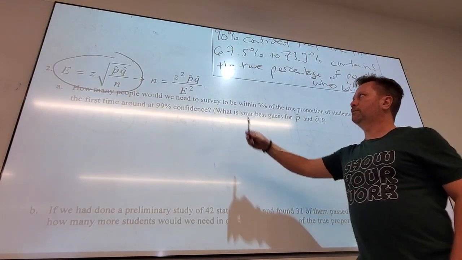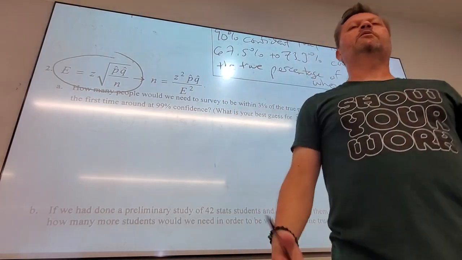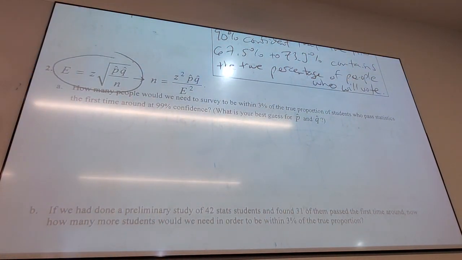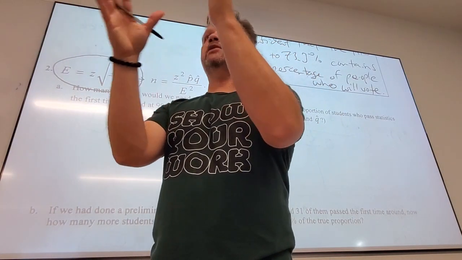Do we have any clue what P hat and Q hat are? No. We don't have a clue. So what's our best guess? If I said, what percentage of the people next door identify as male? What's your best guess? 50-50. That's your best guess. Now, real quick. That's unsatisfactory to a certain degree, right? It's weird to hear a math teacher say something.